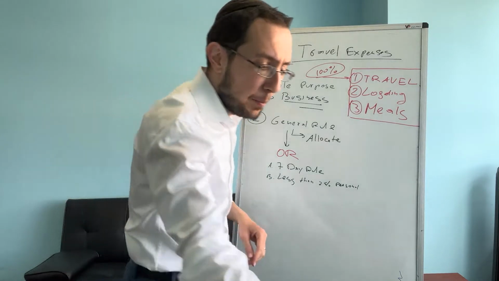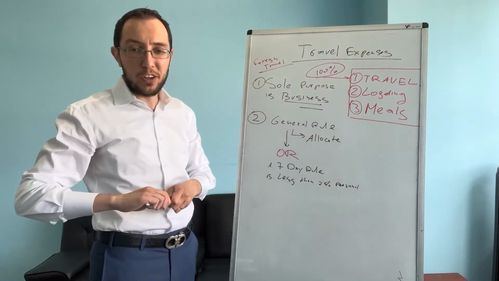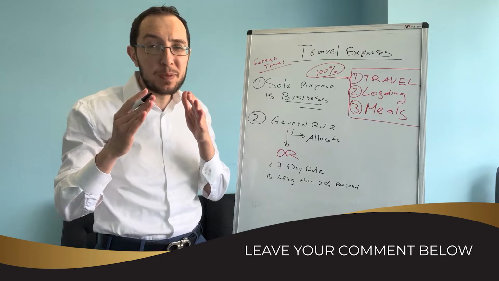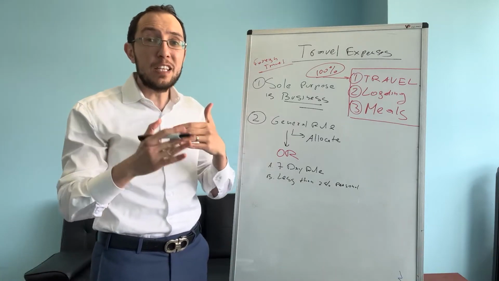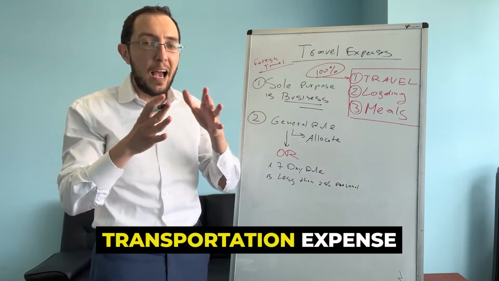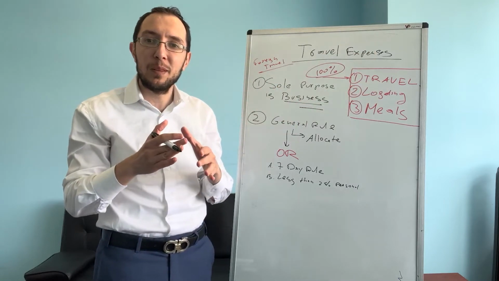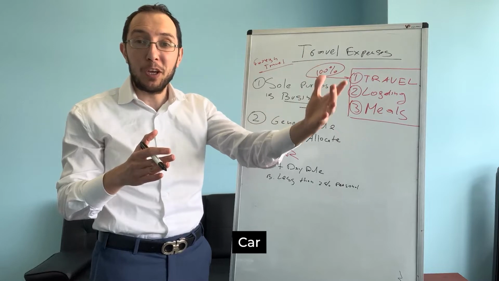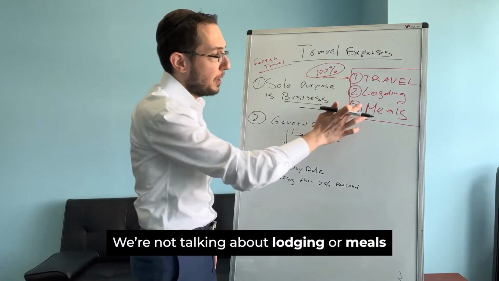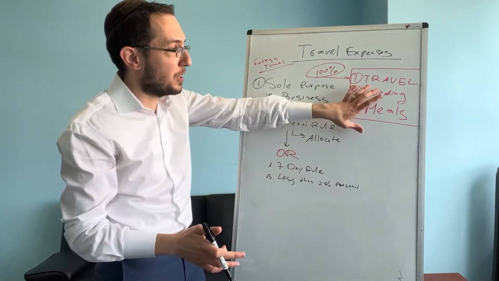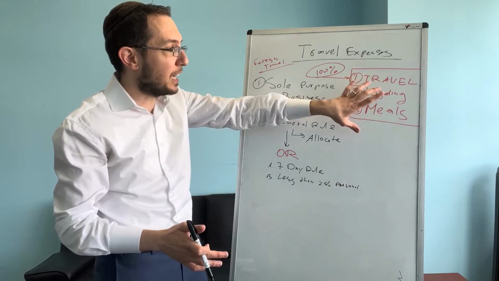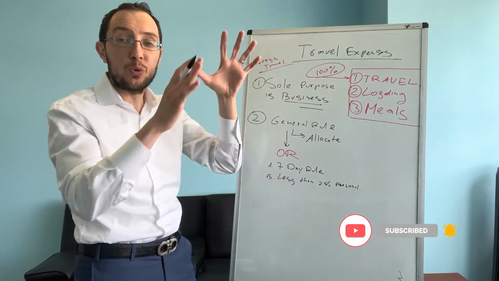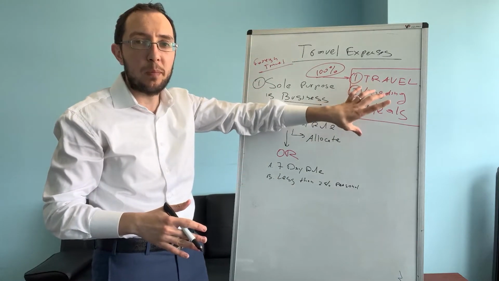Now, I want to make a point, and I want to make this very, very clear. When we're talking about travel expenses, I'm referring specifically to a transportation expense. How do you get to your destination, whether it be by airplane, by boat, by car, or whatever that is. We're not talking about lodging or meals. That is a separate category that can always be deducted when it's directly related to those travel days. And we're not going to talk about that today.